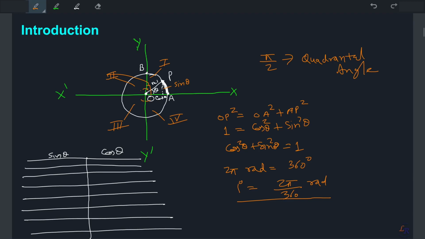So let's say, what would be sin 0? What is the meaning of sin 0? Sin 0 degrees is this one, right? So if theta is 0, then this value would be equal to 0, because this will not exist if theta is equal to 0, so it will be equal to 0.